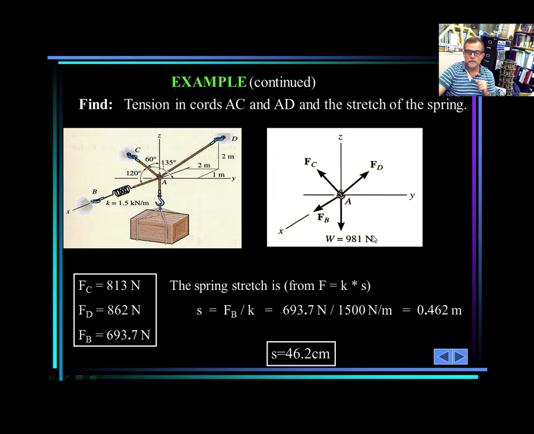This is a really nice problem. I mean, it combines different methods of doing particle equilibrium. You should definitely go and practice that problem again.